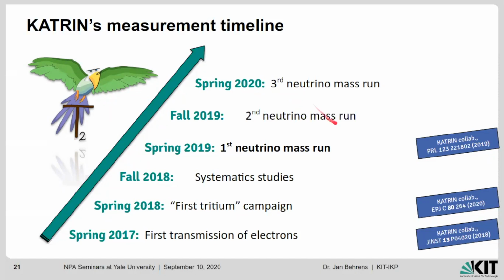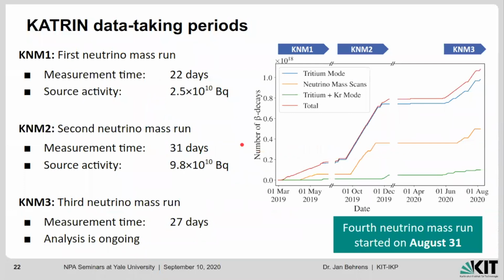And so for now, I want to focus on the first neutrino mass run where we published our recent results. To put this a little bit into context, we have different data taking periods, which we call KNM 1, 2, 3, and so on. So this means KATRIN neutrino mass. KNM 1 is the first neutrino mass run that I just mentioned. In this run, we had a measurement time of 22 days and a source activity of 2.5 times 10 to the 10, which is lower than the nominal source activity for reasons I will explain later. So this was at a reduced source activity. And this luminosity plot, so to say, shows you the number of β-decays in total and for tritium mode and for neutrino mass scans over time. And you can see that it increases.